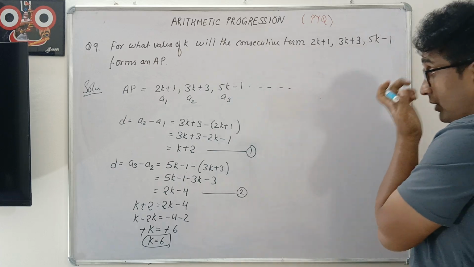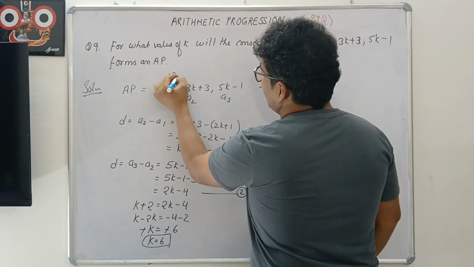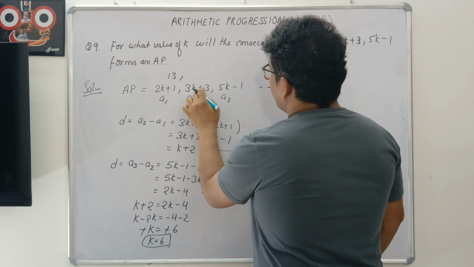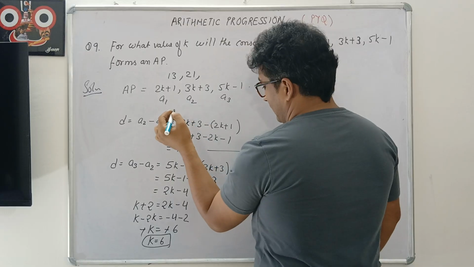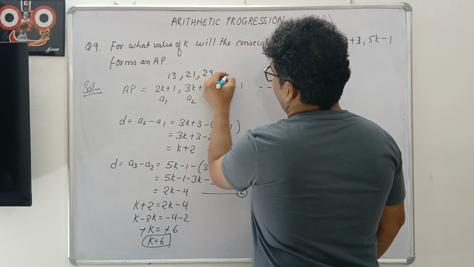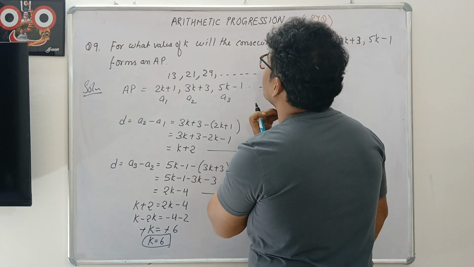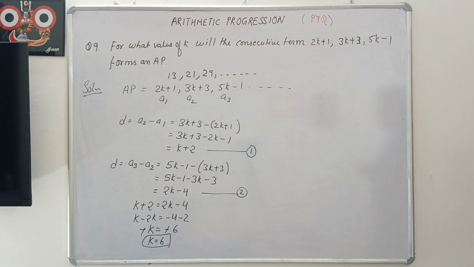Okay. So if the value of k is 6, then what will these be? 6 times 2 is 12 plus 1, 13. Correct. 6 times 3 is 18 plus 3, 21 and 30 minus 1, 29. Correct. So this will be the AP, and the common difference will be 8.